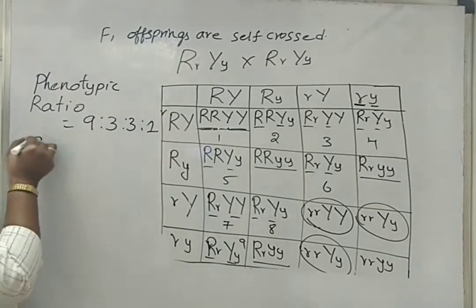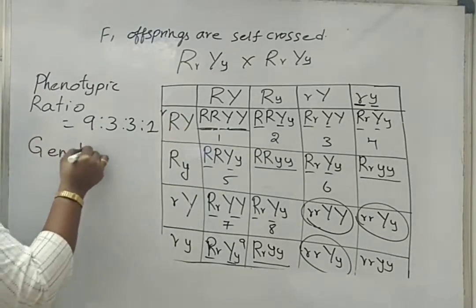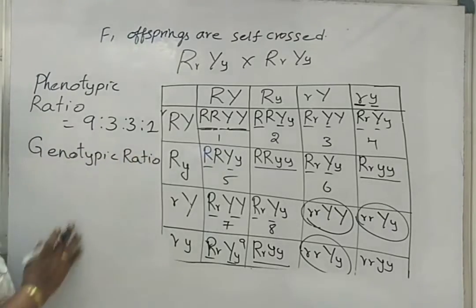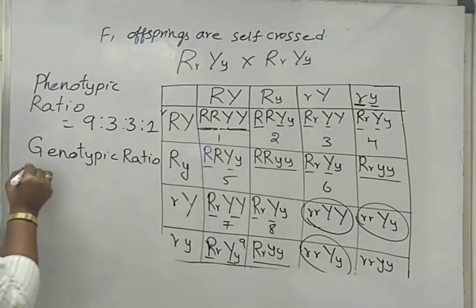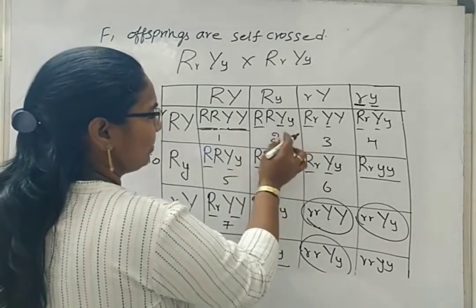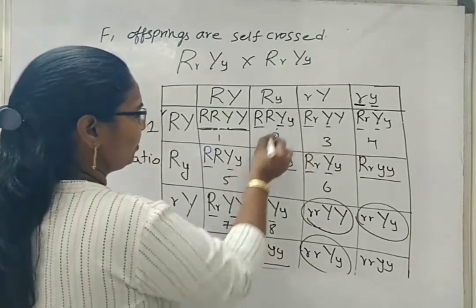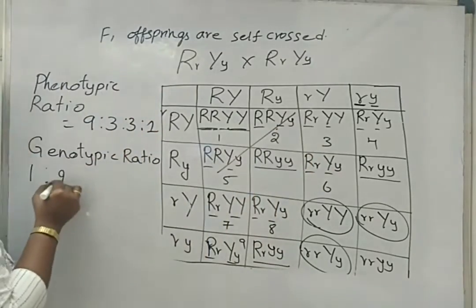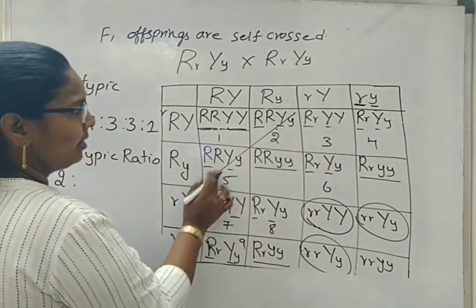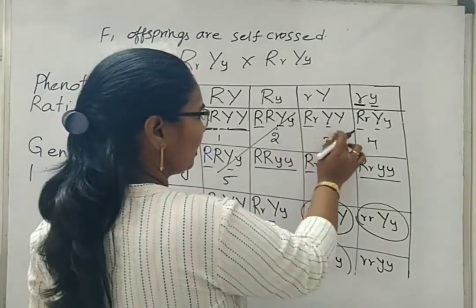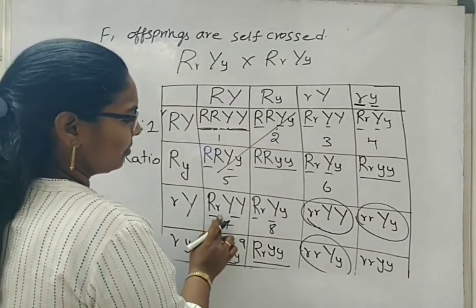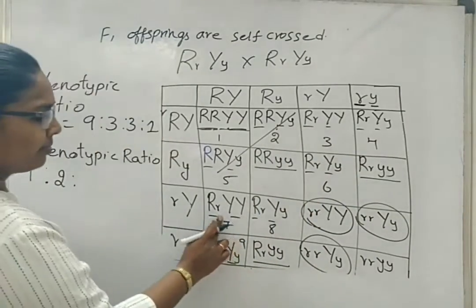Coming to genotypic ratio. Here we can write. This type of allele is only 1. So 1:2. This type of alleles, capital R with capital Y, how many are there? 1 and 2. So we can write 2:2. How many of such type of alleles are there? Capital R, small r, capital Y, small y. How many are there? 1. Again, 2 only.